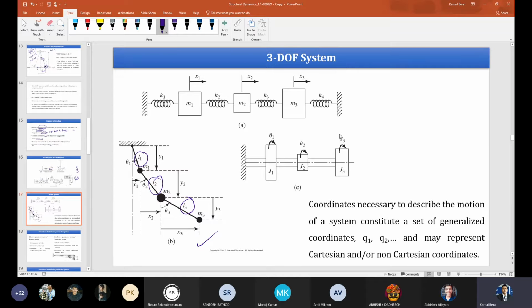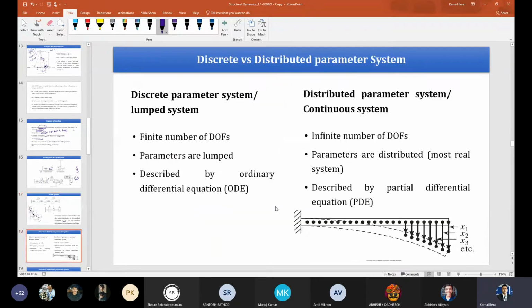As I told earlier, the coordinates necessary to describe the motion of a system constitute a set of generalized coordinates q1, q2, and may represent Cartesian or non-Cartesian coordinates. So it can be Cartesian coordinates, it can be some non-Cartesian coordinates, or a combination.